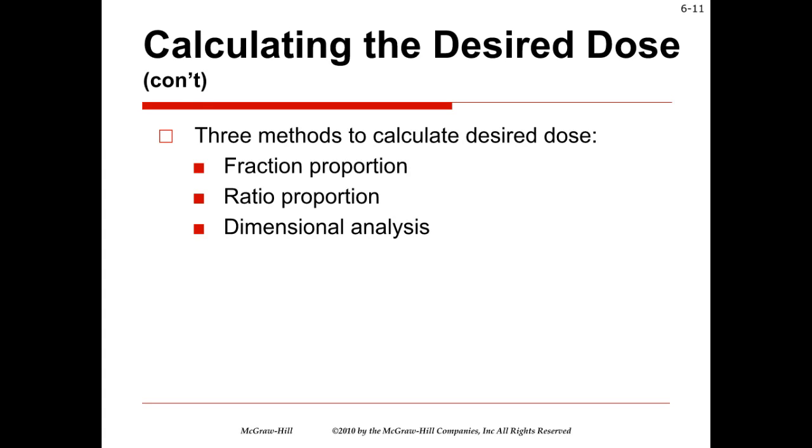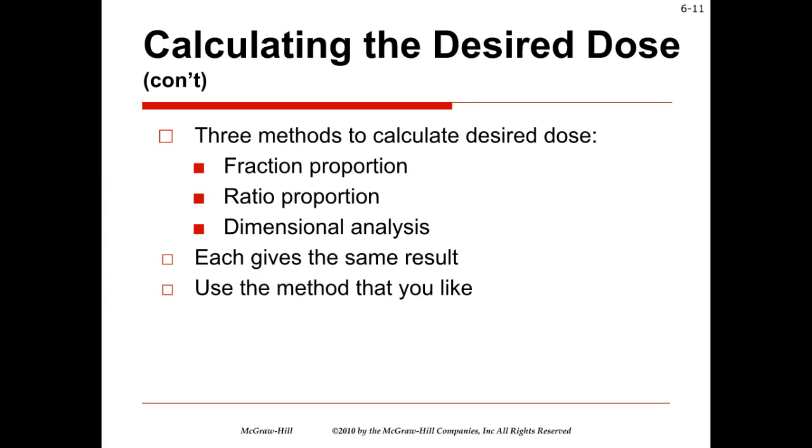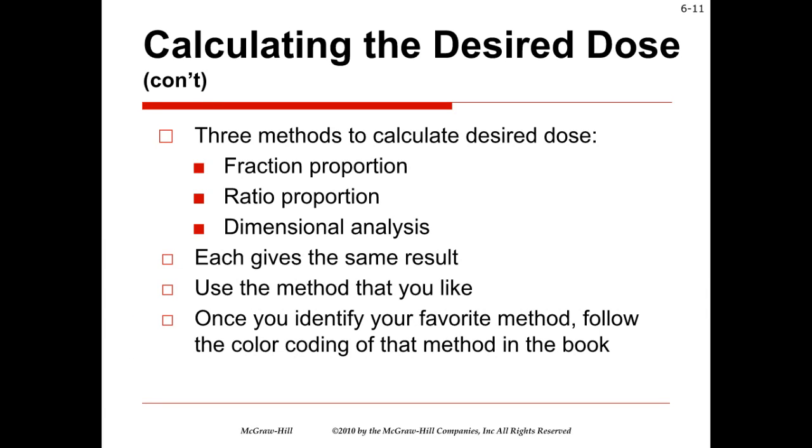It will show you; you will mark out every unit of measure except for what the question is asking. They will all give you the same result. And it says use the method you like. Well, we're going to use the method Miss Cruz likes, and that's dimensional analysis. Once you get that down, you can use fraction proportion or ratio proportion, but for now, we are going to use dimensional analysis. Once you identify your favorite method, then you want to be sure that you use it over and over.